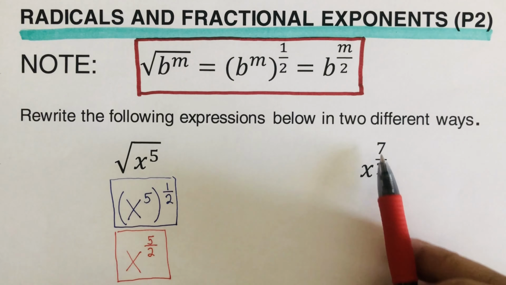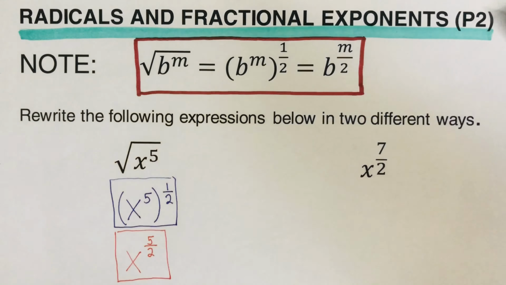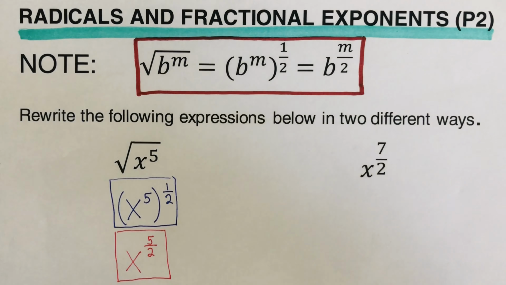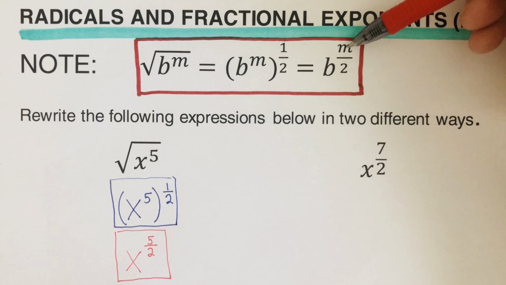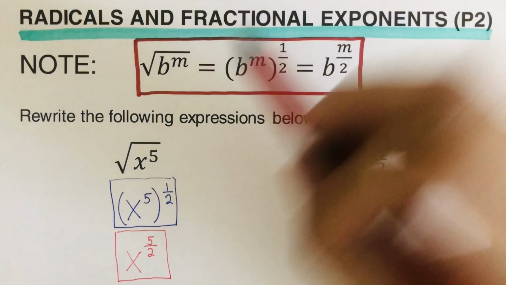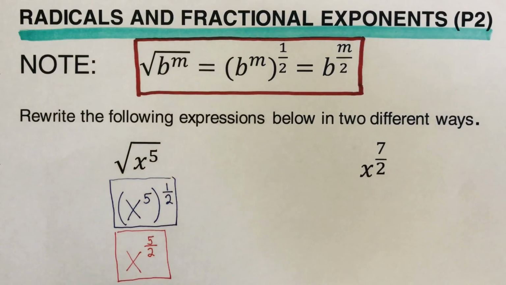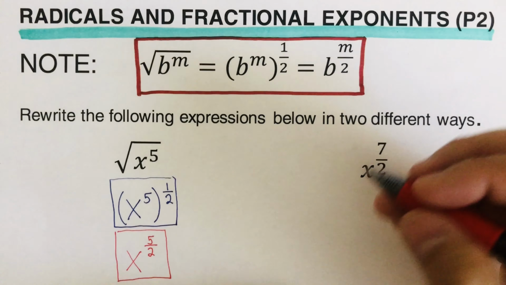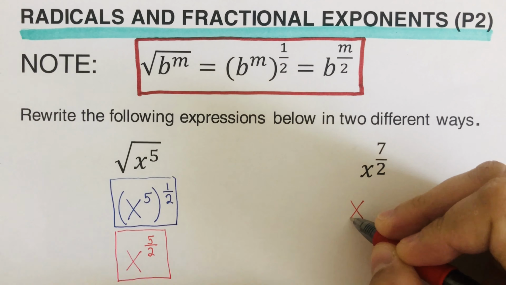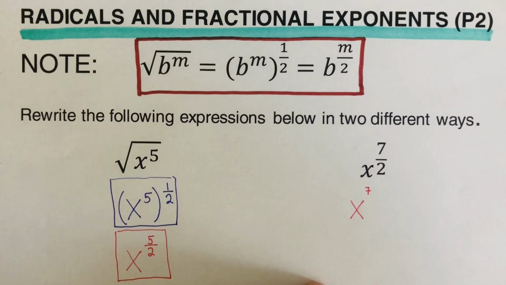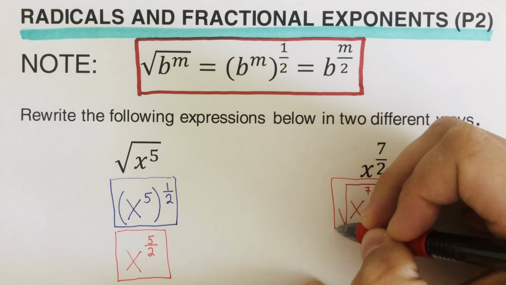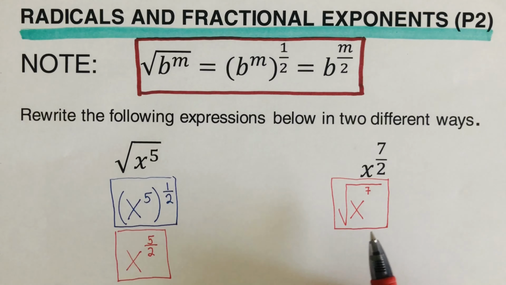Okay, so we have x to the 7th power. From this form here, we need to come up with these two forms over here. As you can see here, this numerator 7 represents the m. So I can go ahead and write the base of x. Our base here is x. So I can write x to the 7th, and then that's a square root. So this is the second form. This is the first one. This is the second form.